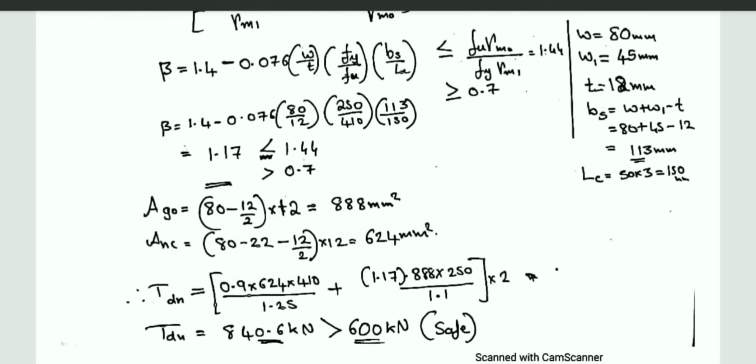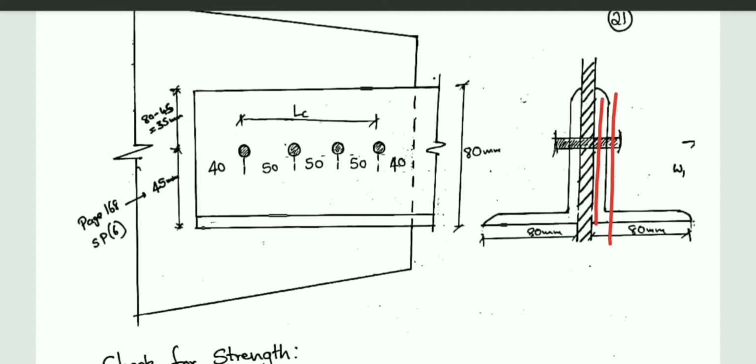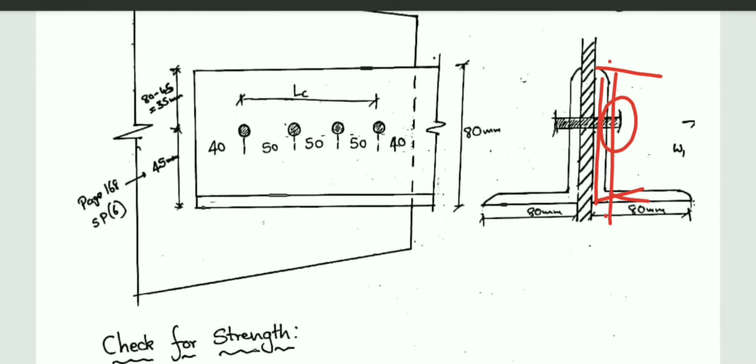Next one is ANC, the net area of the connected leg. This is the connected leg. Net area means total area minus the bolt hole. Total length minus bolt hole. Total length is from here to this center. Okay, total is 80.